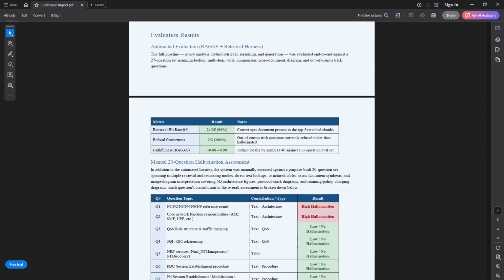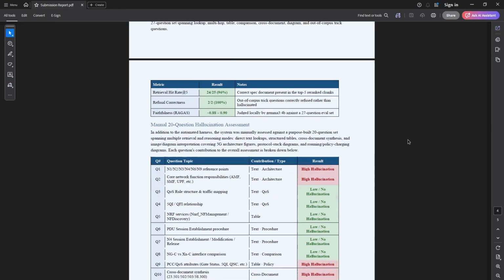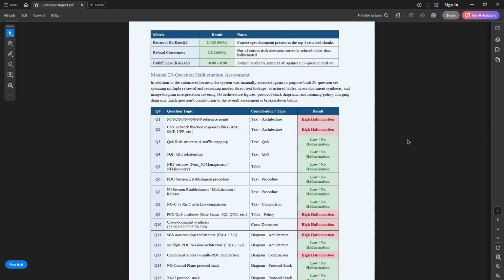I also manually scored the system against 20 chosen questions spanning text lookups, tables, cross-document reasoning, and image and diagram interpretation: protocol stack figures, architecture diagrams, roaming scenarios. Out of those 20 questions, 13 of them came back with low to no hallucination at all.